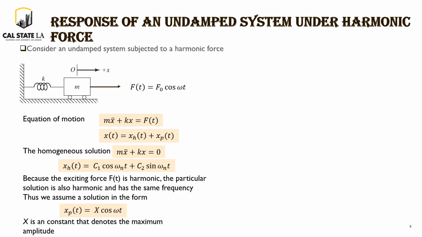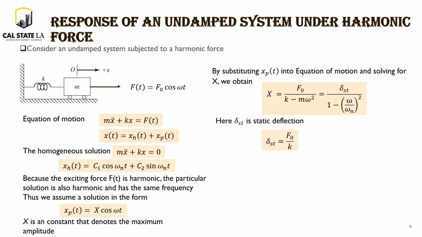Because the exciting force F(t) is harmonic, the particular solution is also harmonic and has the same frequency. Thus, we can assume a solution in the form x_p(t) that is equal to capital X times cosine omega t, where X is a constant that denotes the maximum amplitude. By substituting x_p(t) into the equation of motion, we can solve for X.